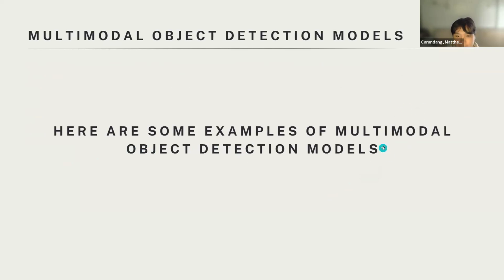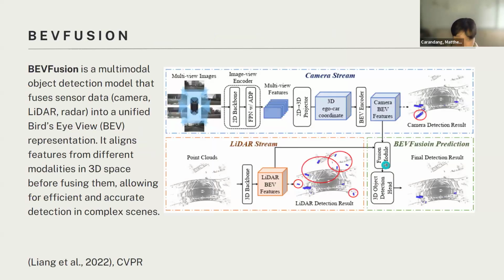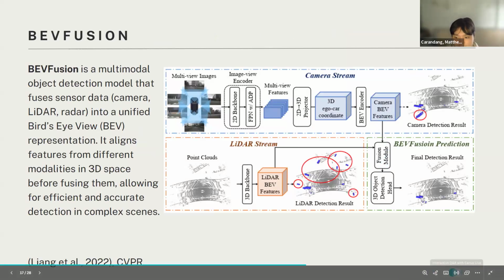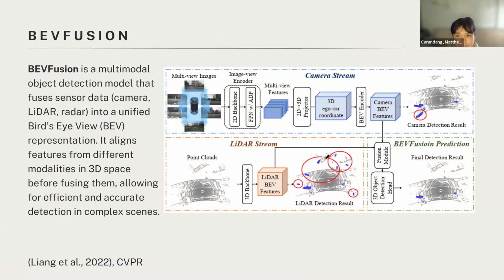Here we have some examples of multimodal object detection models. These were picked to also represent the different fusion levels that were discussed earlier. So it would be early, late, and cascading. First we have BEV fusion, which is a representation of the early level of fusion, since it basically transforms the camera stream.